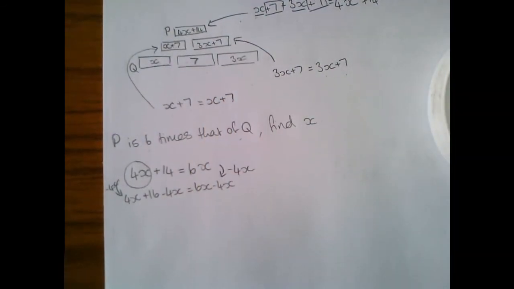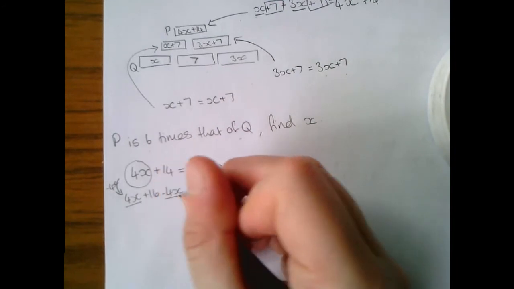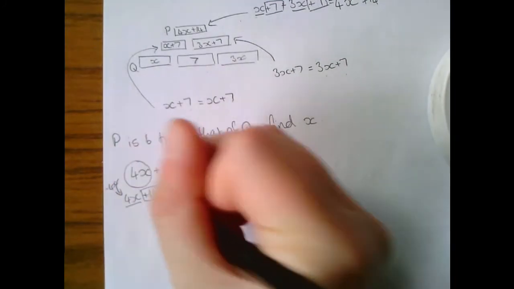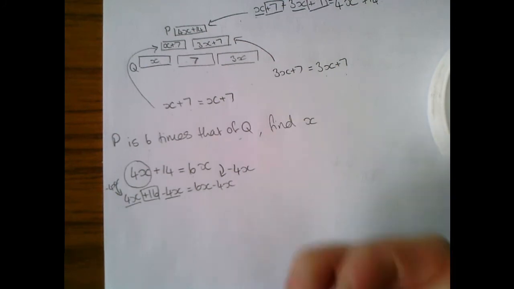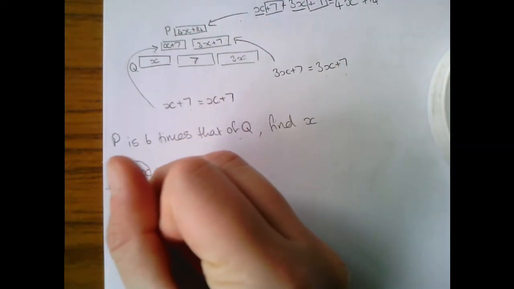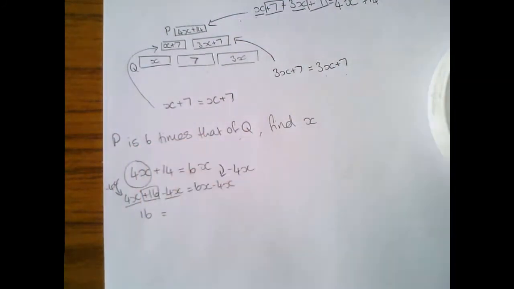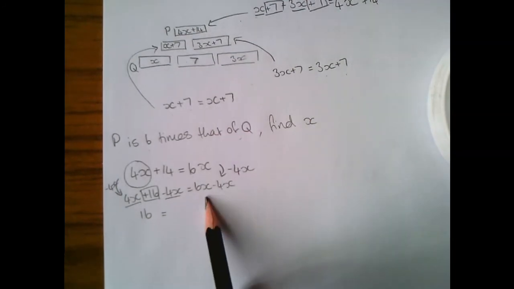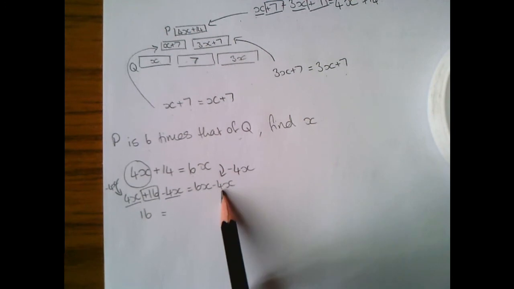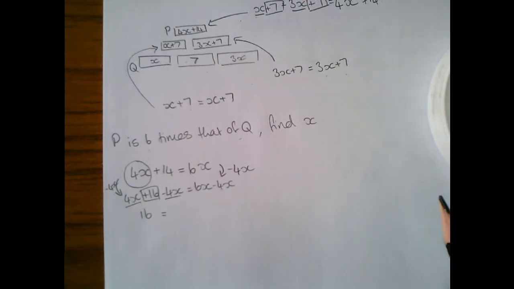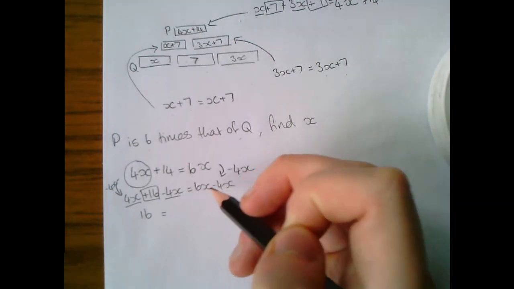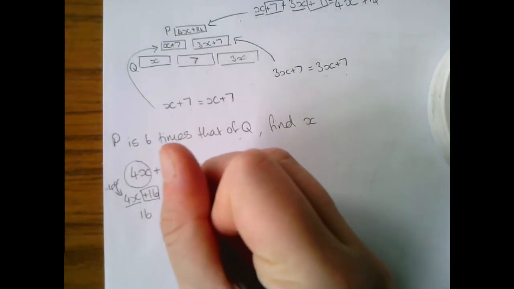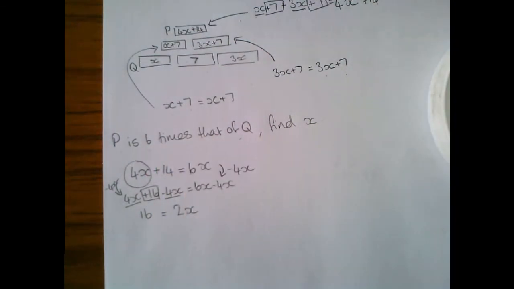Nice and easy. We have 4x and 4x, and that's 14. 4x subtract 4 lots of x is going to give you 0x, so you're just left with 14 on this side. That's what we wanted. Then on this side, we're going to end up with 6x subtract 4x, so we know that they both have x's, so 6 lots of x subtract 4 lots of x, that means we've got 2 lots of x left.